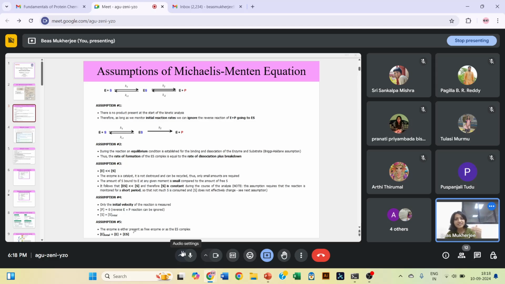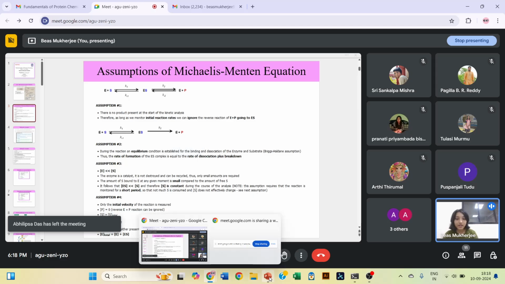Okay, these are the different assumptions. We'll come across more assumptions very soon, and then we'll discuss them. So until now, these are the few assumptions that are there. During the reaction, an equilibrium condition is established for the binding and dissociation of the enzyme substrate complex. This is called the Briggs-Haldane hypothesis or Briggs-Haldane assumption, and the rate of formation of the ES complex is equal to the rate of dissociation plus breakdown. That is the steady state hypothesis.